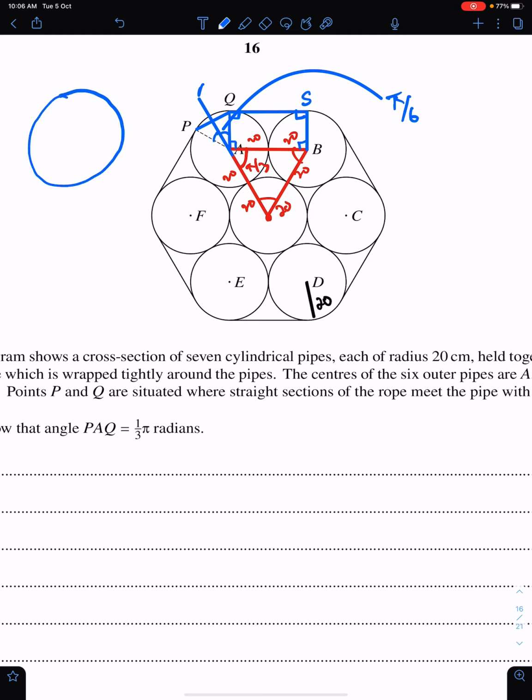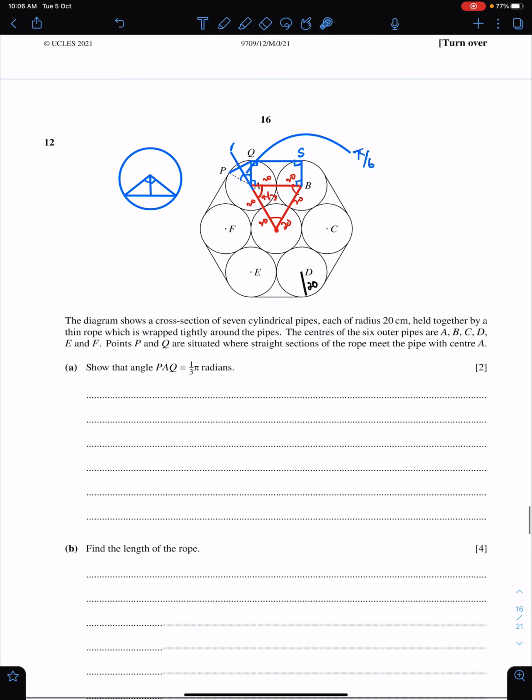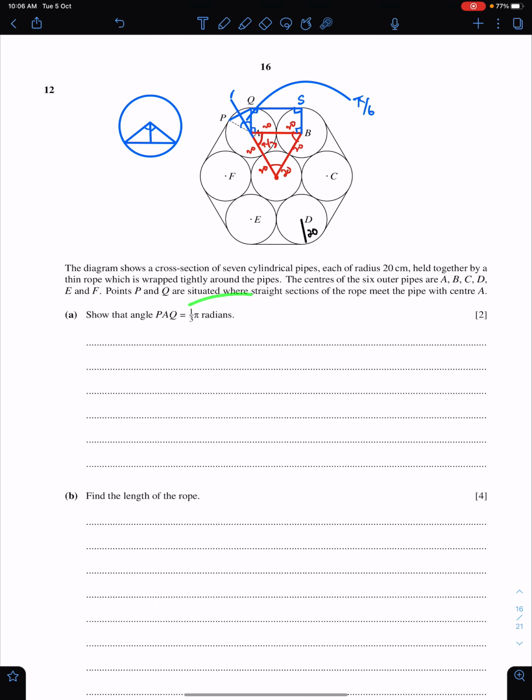You all know this thing. You have done this in O levels, that center to chord line is perpendicular bisector. This is perpendicular bisector, so these angles are always the same. So this is pi by 6, this is pi by 6, therefore the total is pi by 3. So this is the first way, first method of getting this answer. Let me repeat it.